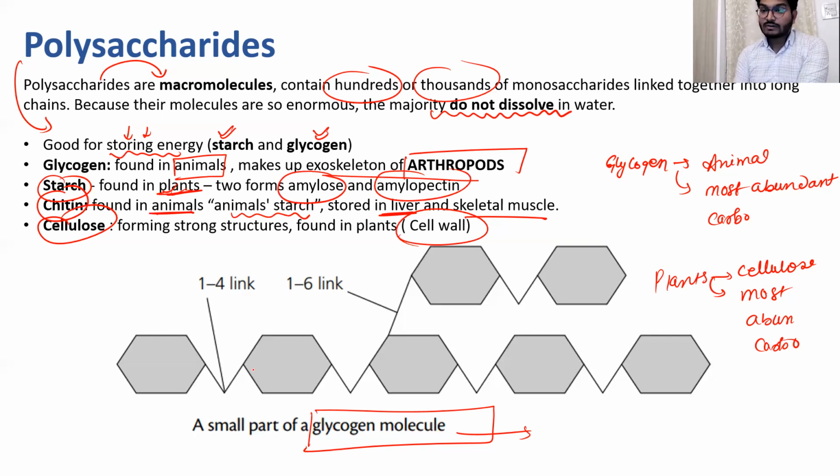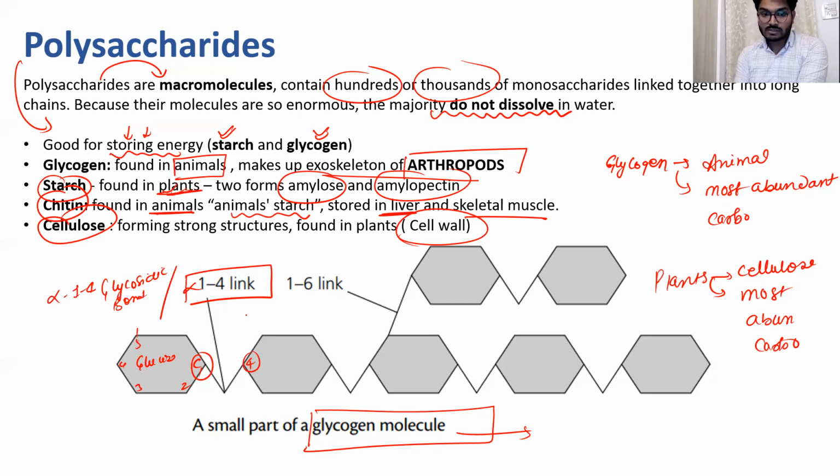So here, what kind of linkage do you see? This is the glucose molecule, right? And this is your carbon number 1, carbon number 2, carbon number 3, carbon number 4, carbon number 5, and to this you will have carbon number 6 attached. Now here, between carbon number 4 and carbon number 1, we have a bond known as the alpha 1,4 linkage, the alpha 1,4 glycosidic bond or glycosidic linkage.